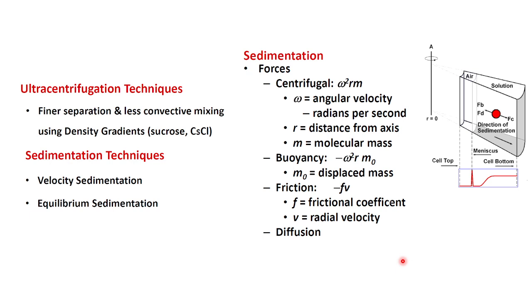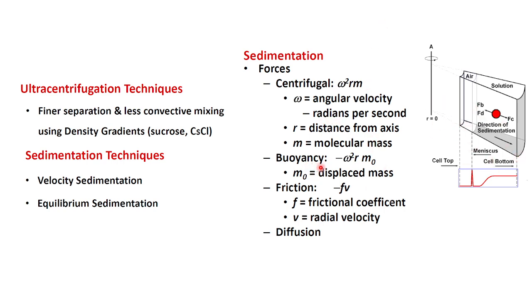So in the centrifugation techniques, we will discuss the ultracentrifugation techniques, that is used mostly for the finer separation and less convective mixing using the density gradients of sucrose and cesium chloride. Then we have the sedimentation techniques that include velocity sedimentation and equilibrium sedimentation. So sedimentation uses the centrifugal force of omega square r m, where omega is the angular velocity in radians per second, r is the distance from the axis, and m is the molar mass of the particle.